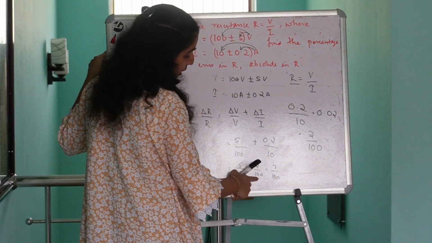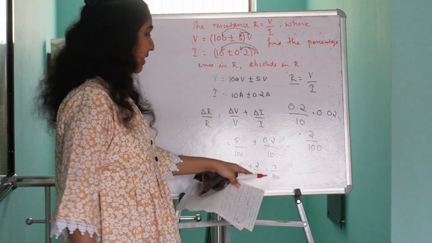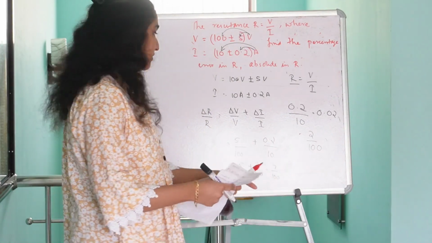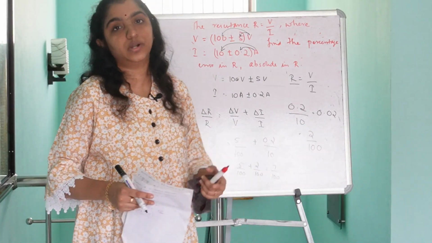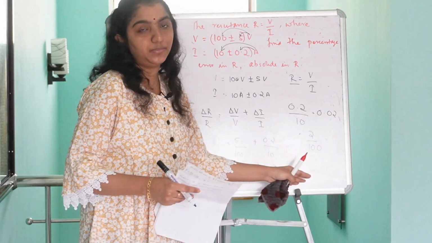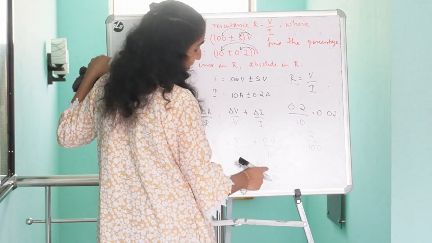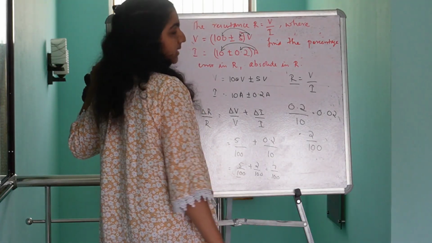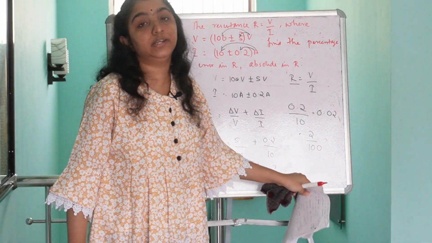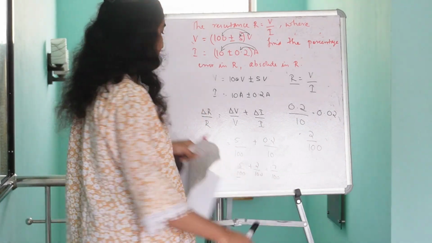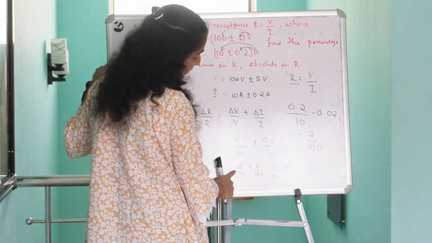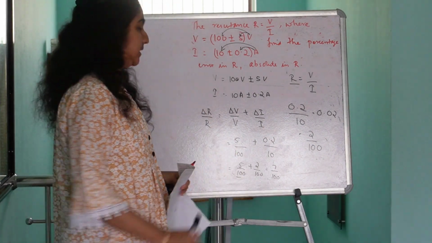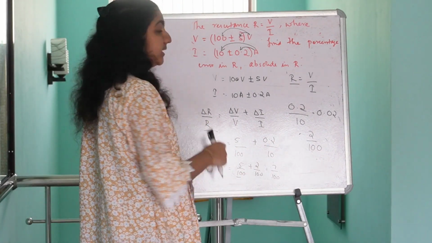So here both the denominators are one and the same. When we are adding fractions, if both the denominators are the same, we simply add up the numerators in both the fractions and write the common denominator as the denominator of the resultant fraction. So when I added 5 by 100 and 2 by 100, I got the value 7 by 100. Thus I found the relative error in resistance.